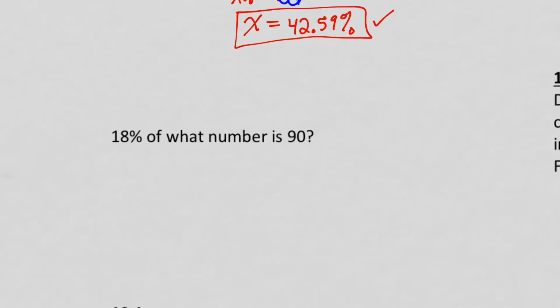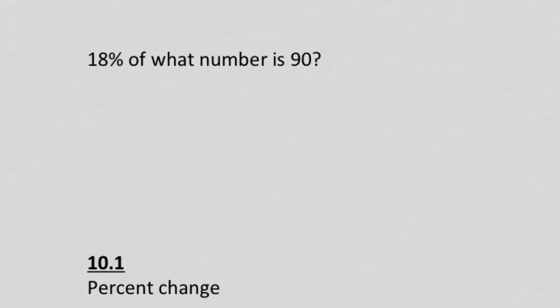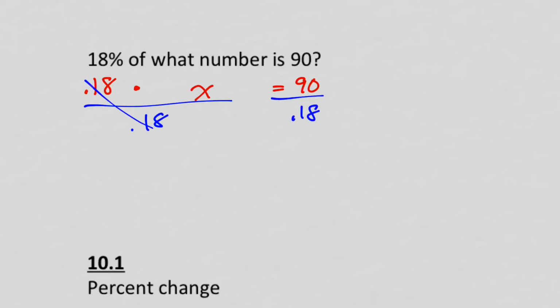Next we have another percent problem. 18% of what number is 90? And so we're going to convert this to a decimal. This is 0.18 times what number, x, equals 90. So we just need to divide both sides by 0.18. And we're going to get x equals 500.